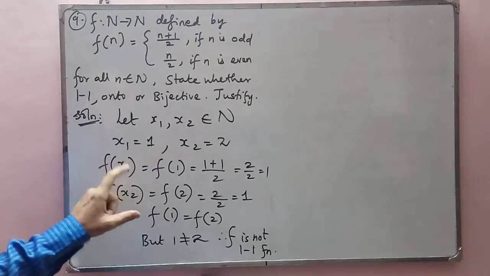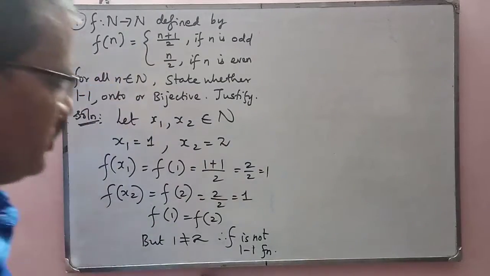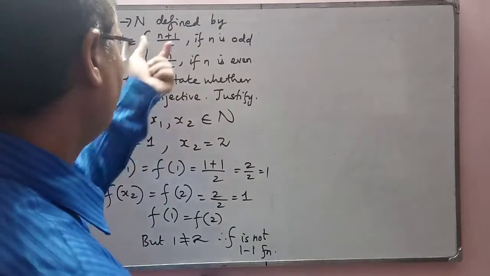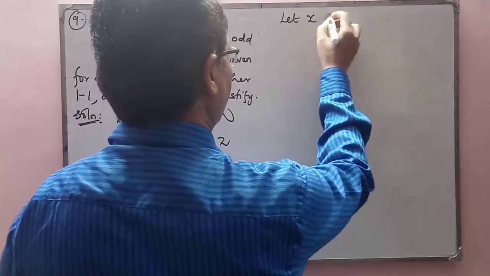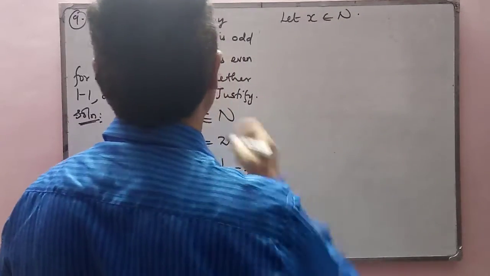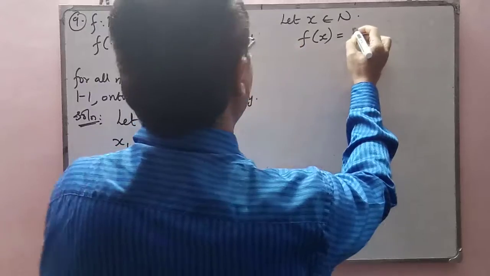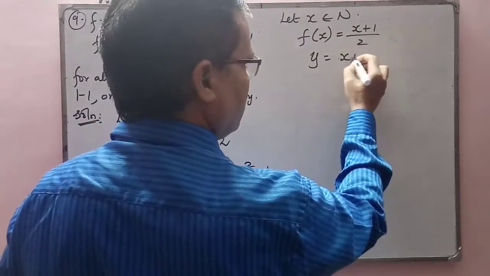Okay, children. That's why I took x1 as 1 and x2 as 2. On seeing that, we can understand 2 by 2 is 1. Okay, children. Next, onto function. Let x belong to the domain. Now this function f of x equals (x plus 1) by 2. Let us take this as y.